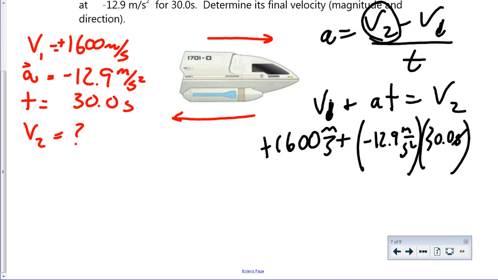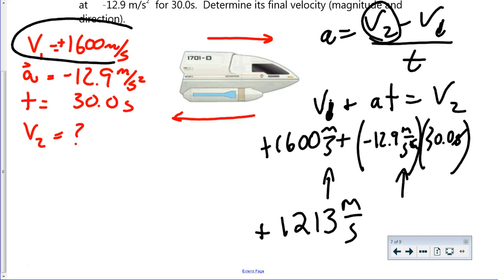Now this is where the seconds will cancel one of those seconds. So what we see for units is meters per second and meters per second. That's good. That's like saying we have apples plus apples. Now, this comes out to be 1213 meters per second. The calculator didn't show a positive, but we know that it's positive. So with our 1213, we can see, compared to the initial, we have slowed down. Logically, this number makes sense.